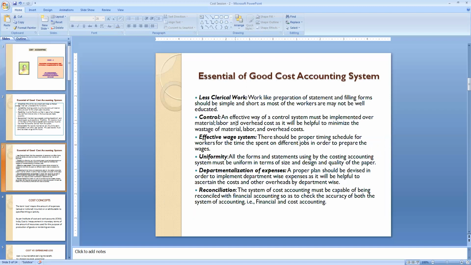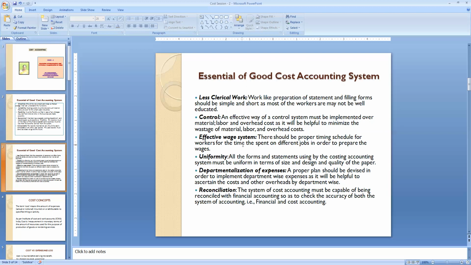A good controlling technique is required to control the labor, the material and the expenses also. If we have a good controlling technique, then only can we minimize the wastages which happen in the case of material, labor and other types of overheads.